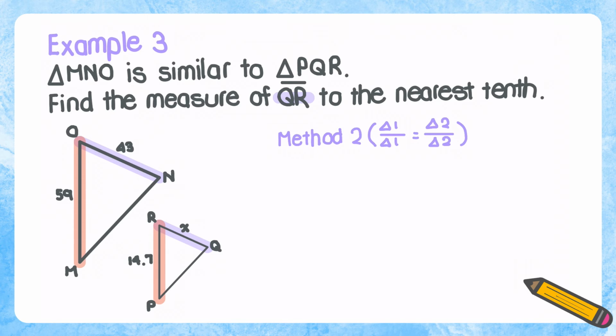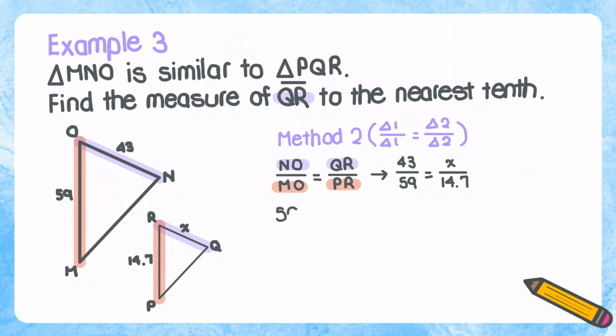So on the left side, we'll have sides from the first triangle, so side NO over side MO. On the right side, we have the sides from the second triangle, so side QR over side PR. Again, notice how the corresponding sides are across from each other. So let's plug in the given side lengths. 43 over 59 equals, we don't know what side QR measures, but side PR is 14.7.